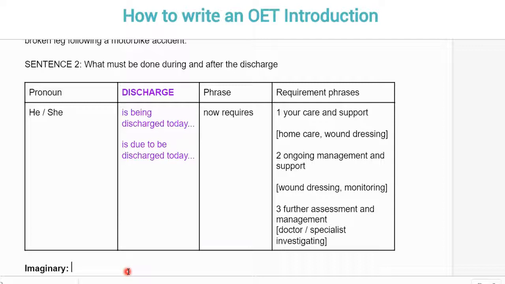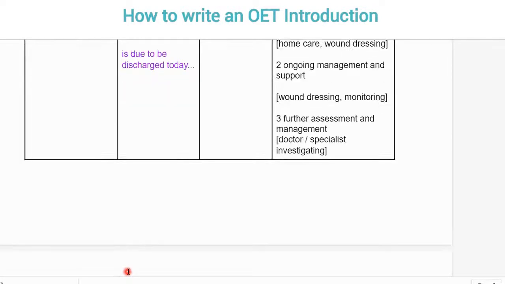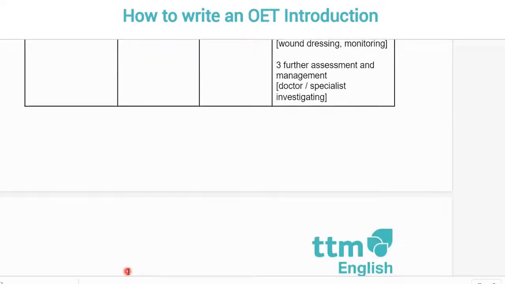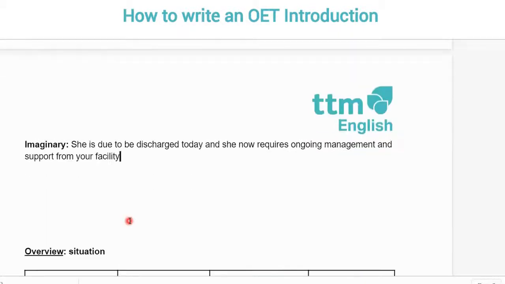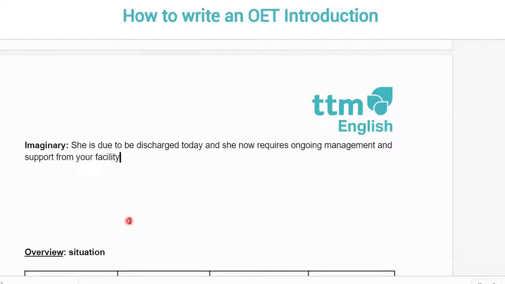Thank you, sir. Yes, sir. She is due to be discharged today, and she needs an ongoing management and now requires an ongoing management and support from your facility. Ongoing management and support from your facility. Excellent. All right, so I know that's gone to the second page, but that's what you said. That was really, really good.